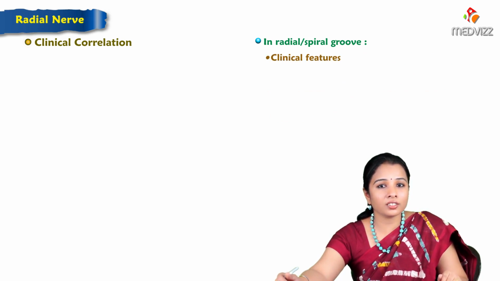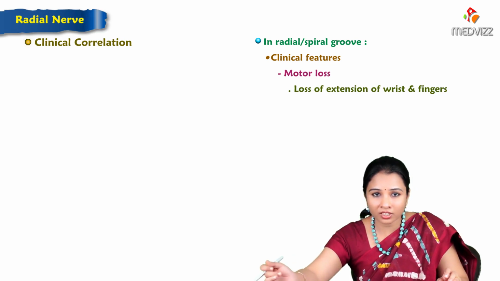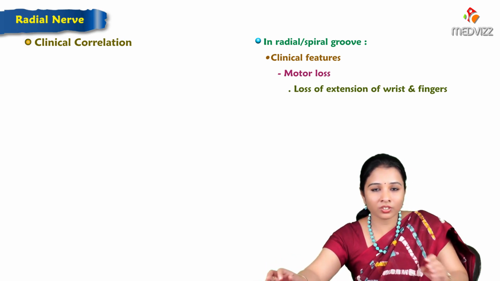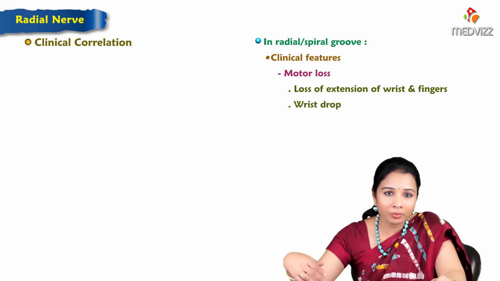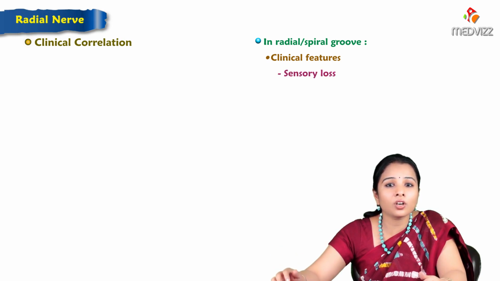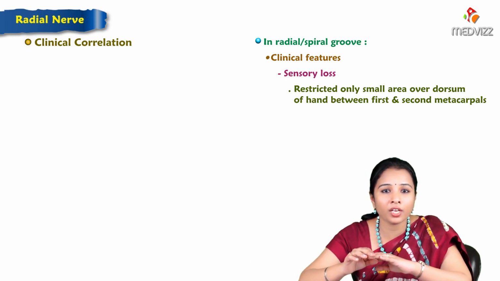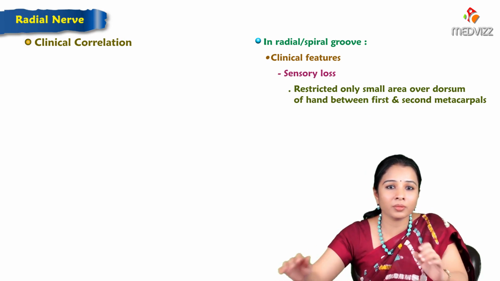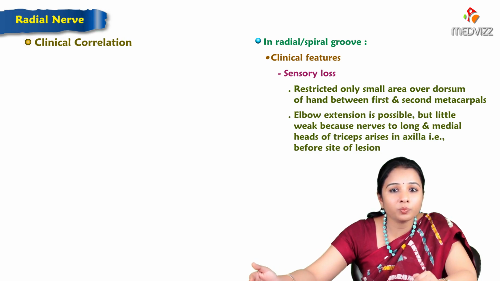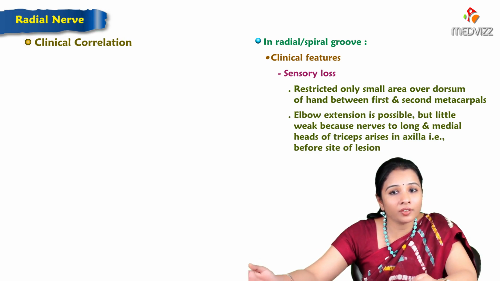So the clinical features in such cases are loss of extension of the wrist, because the lesion is above the wrist, and there will be wrist drop, loss of supination when the arm is extended, and sensory loss restricted to a variable small area on the dorsum of the hand between the first and the second metacarpals. Extension of the elbow is possible, though it may be a little weak, because the nerves to the long head and the medial head of the triceps are given off in the axilla before the site of lesion.